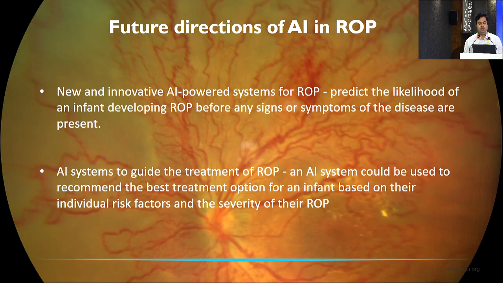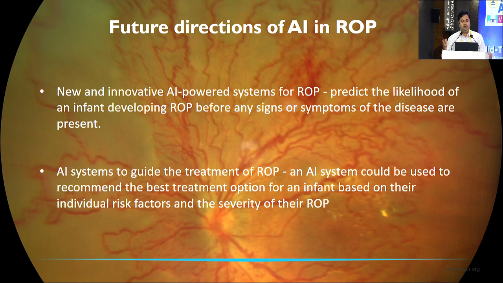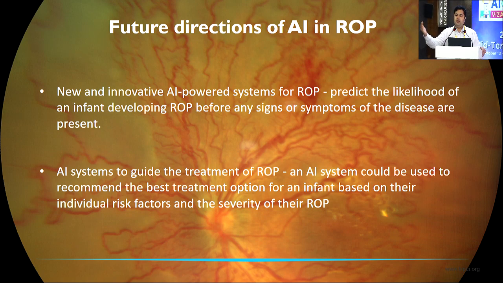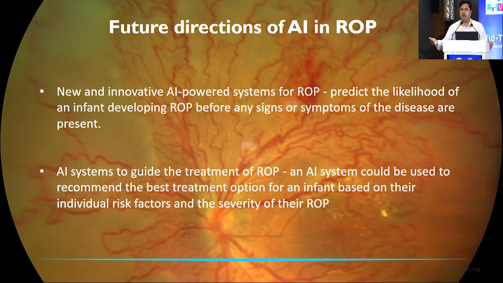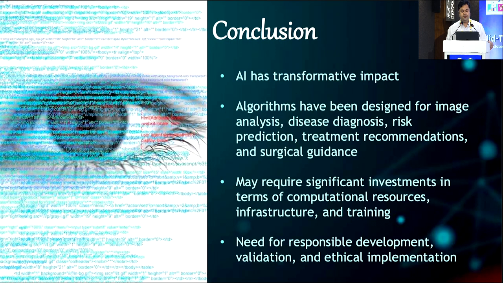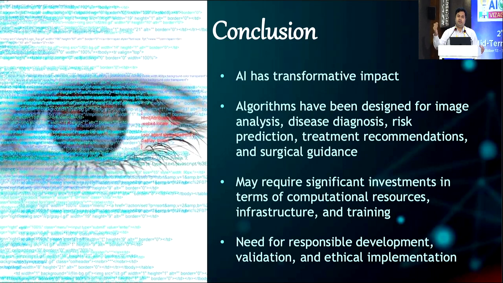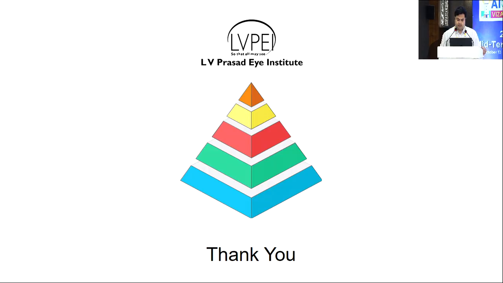Cost and infrastructure, obviously. Future directions: new and innovative AI powered systems for ROP will predict the likelihood of an infant developing ROP from maternal factors before the delivery happens, and AI systems will guide the treatment of ROP, how much dosage, when the drug should be injected, and when the follow-up should happen. All these things can be taken care of. To conclude, AI definitely has a transformative impact. As I mentioned, this is a direction towards disruptive innovation in healthcare. Thank you so much.